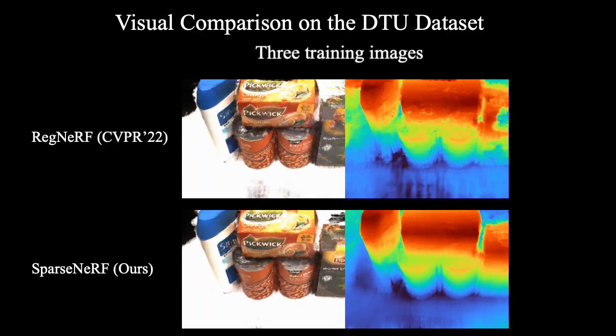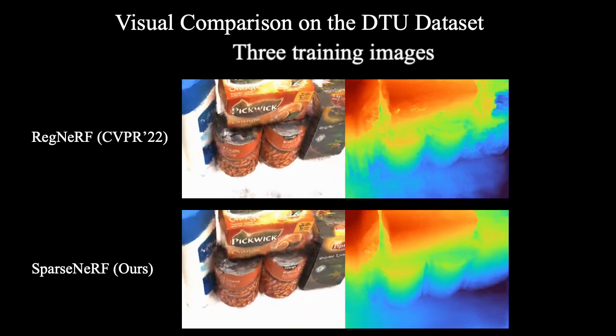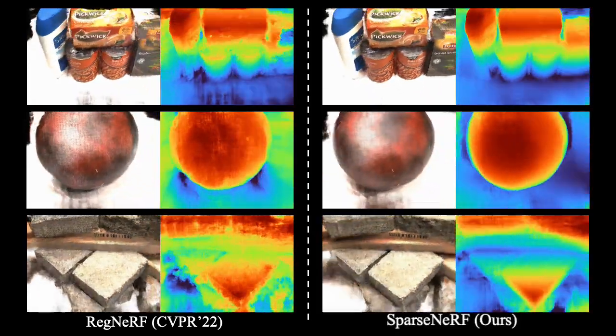We then compare with regular NeRF on the DTU dataset. We can see that our SparseNeRF achieves better results for novel view synthesis. We visualize more scenes.